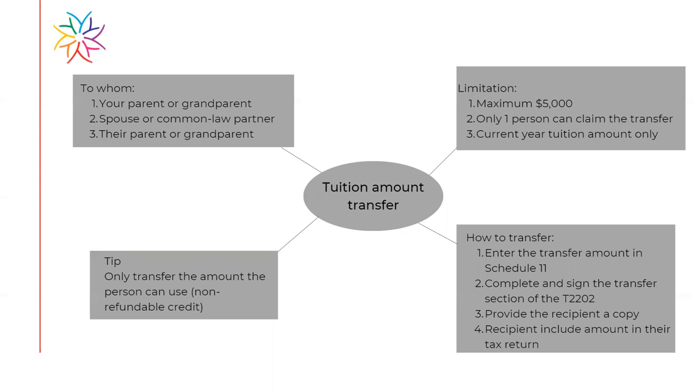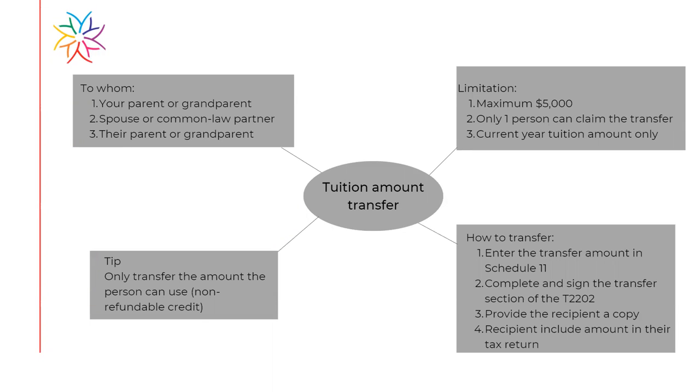Also, you can only transfer your current year tuition amount. You cannot transfer your unused tuition amount from previous years in the current year. For example, say you have a tuition amount of $6,000 in 2020 and you decided to transfer it to your mom. Since the maximum amount you can transfer is $5,000, only $5,000 is transferred to your mom. The remaining tuition amount of $1,000 will be carried forward to your future year.